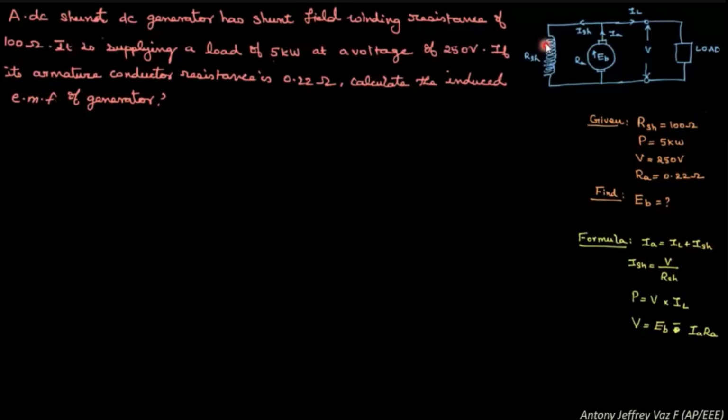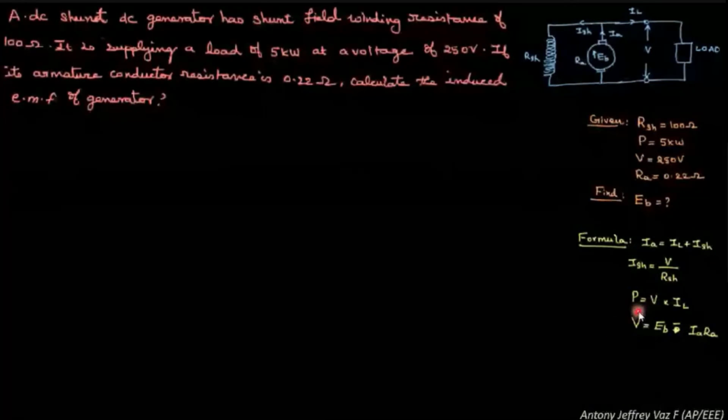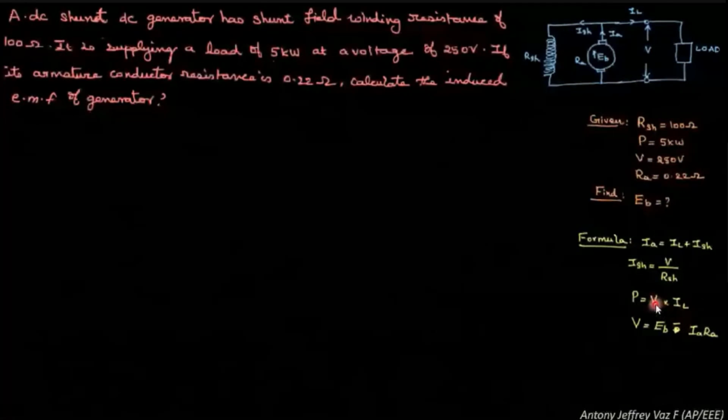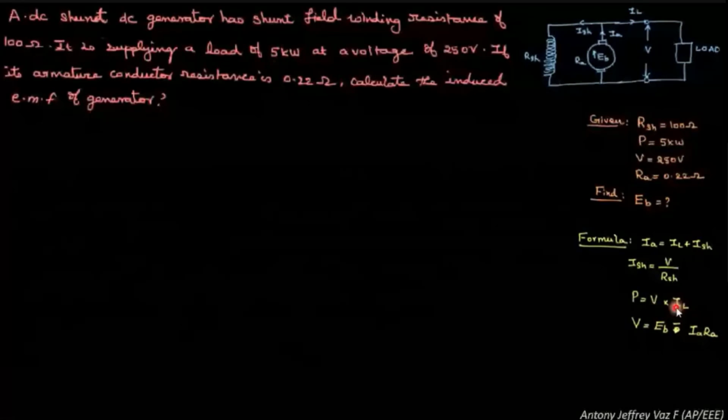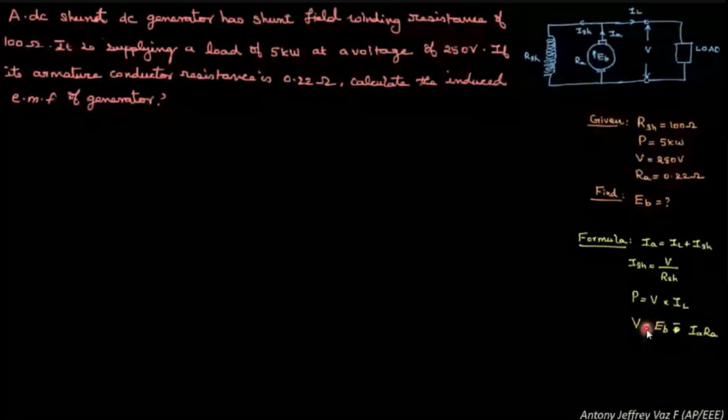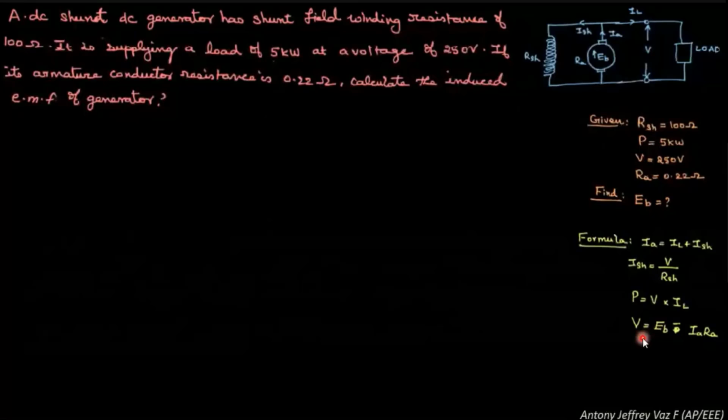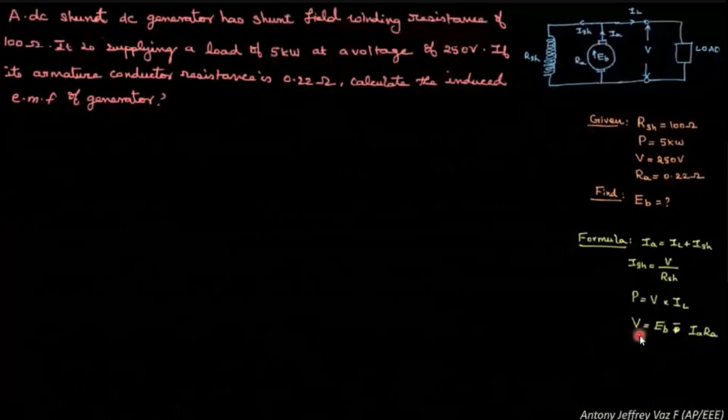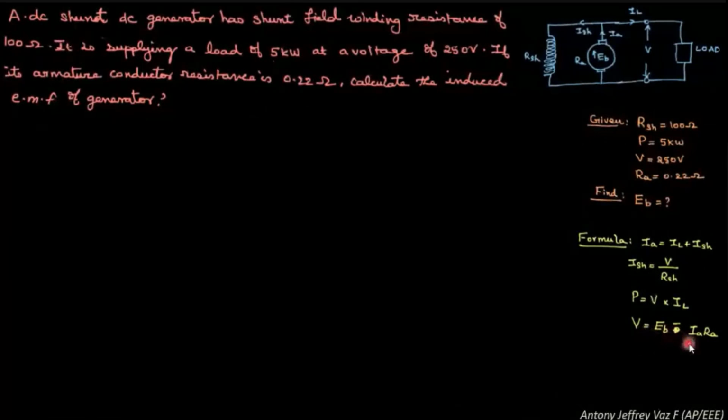Then you know the current through this shunt field resistance is ISH and the shunt field resistance is RSH. So ISH is equal to V by RSH. This is nothing but Ohm's law. And the power P is equal to V into I, which is V is the voltage and I is the load current. And similarly, this is the generated EMF equation, and here V is equal to EB minus IARA.